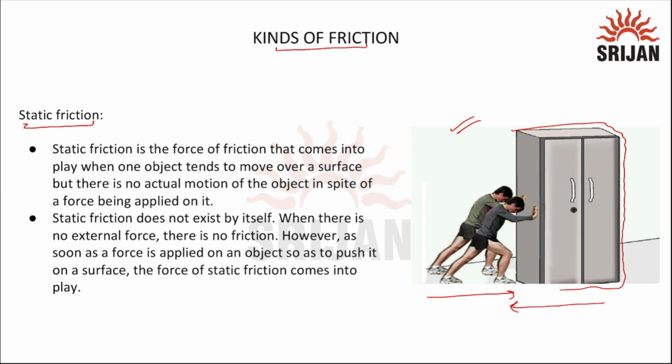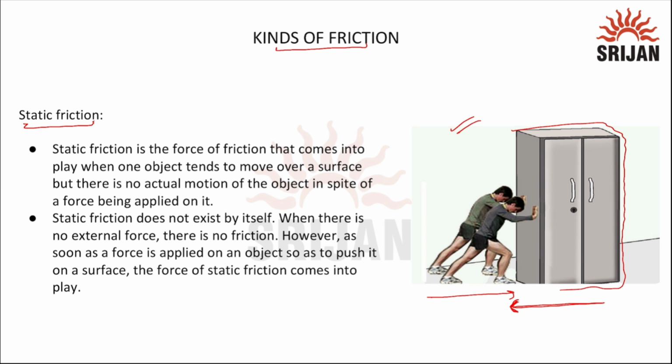Now, the reason behind the static friction is that as the boys increase the force, the frictional force, that is the static friction, will also increase in the opposite direction. But there will come a point where the force applied by these two boys will be more than the static friction, and after a few seconds, this almirah will start moving. This is the static friction which was opposing the movement of this almirah initially.